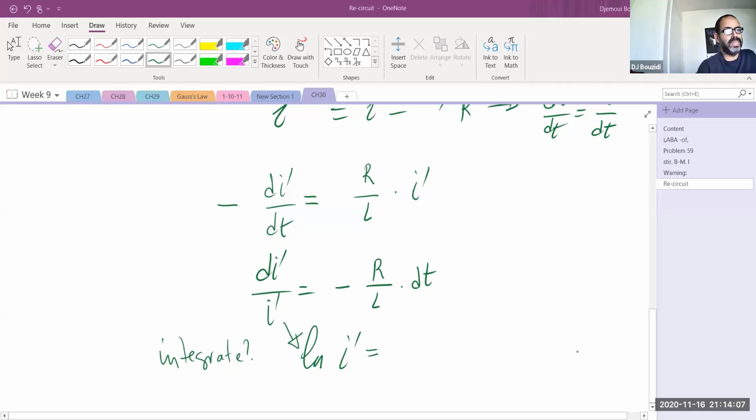How about the right-hand side? Anybody else? We're integrating, R is constant, L is constant, and negative is constant. So that stuff will come out. We're just integrating dt now with respect to t. So it's just going to be t. Okay.